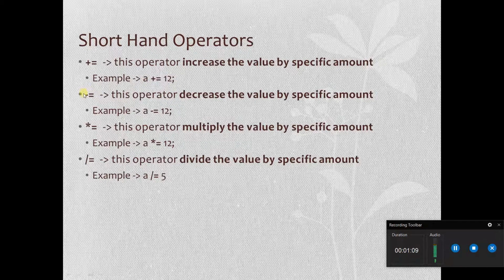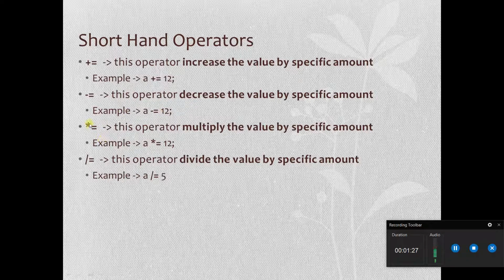And same case with minus equal to. This operation decreases the value by a specific amount. So if the value of a is 13 and we perform this operation, the value of a will become 13 minus 12, which is 1.